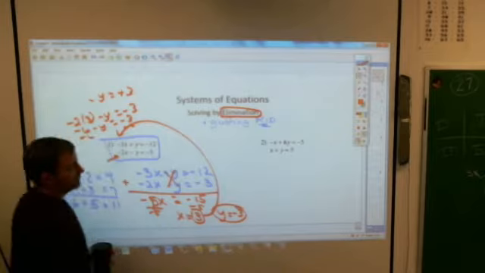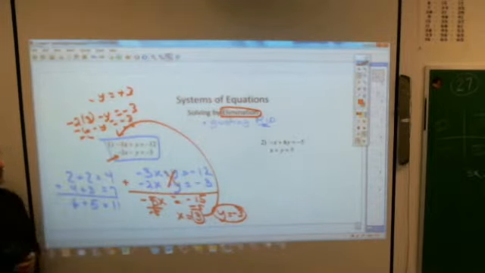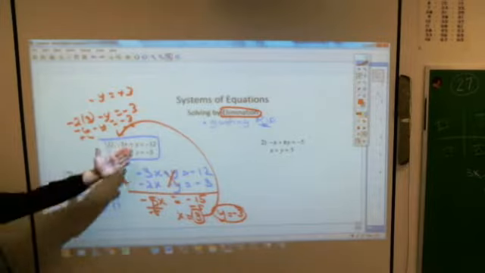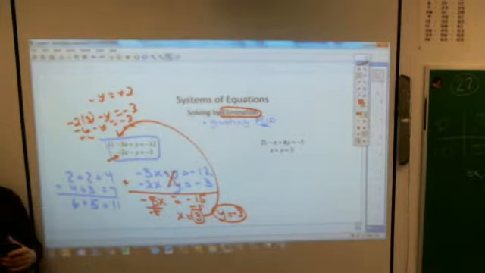You just take your answer and put it back into one of those equations. But it is so much simpler than substitution or graphing. Guaranteed if you graph them, they would cross at those points. Guaranteed if you solve this for y and substitute it in, you'd still get that same answer.